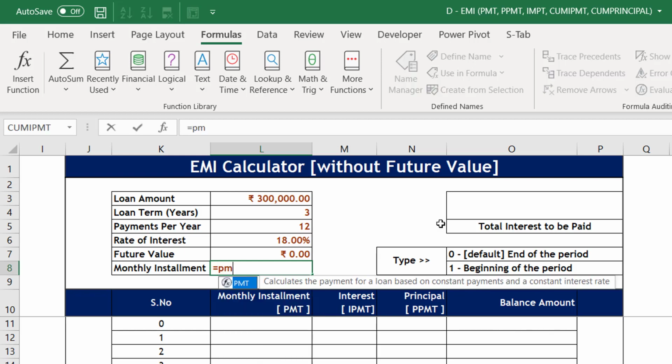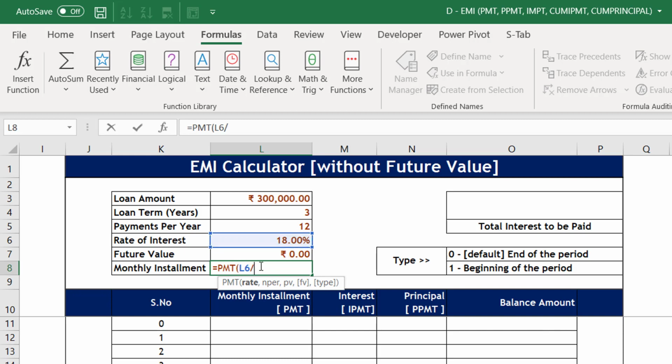Equal to PMT, rate is this much, and this is the annual rate, and I intend to pay monthly. So that means I need to convert this into a monthly interest rate. So all I have to do is divide that by the number of payments I'm going to make in a year.